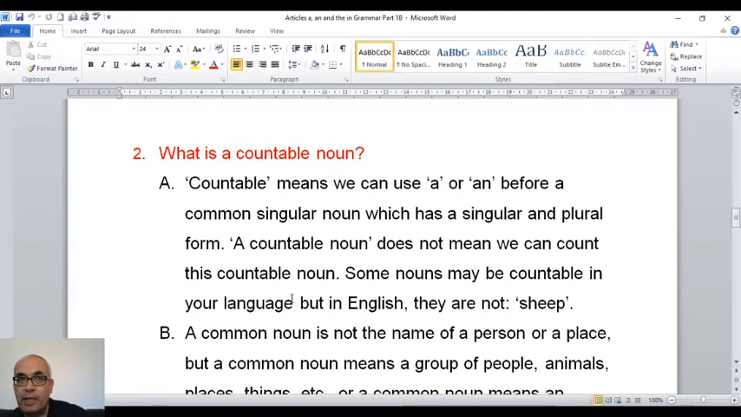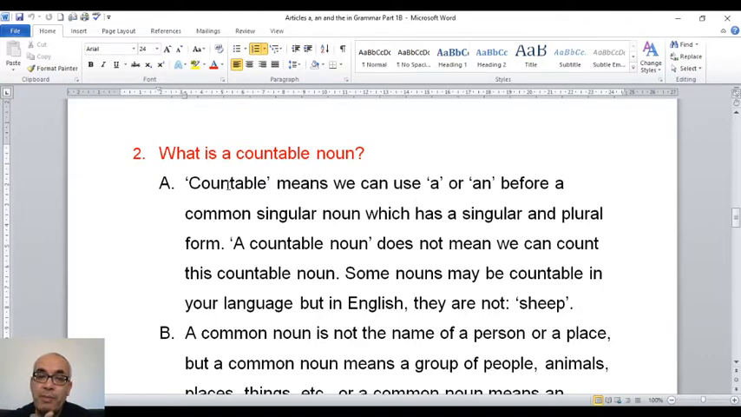Yes. So when we say countable and uncountable, we mean the word. We don't mean the thing, we mean the word. Some nouns may be countable in your language, but in English they are not, like sheep. So the best way is to use a dictionary. A dictionary will tell you if this noun is countable or it is not countable.